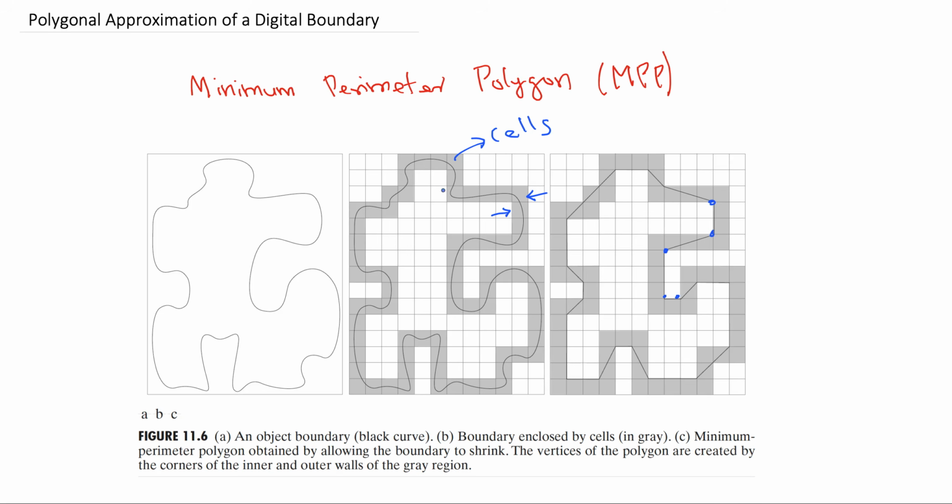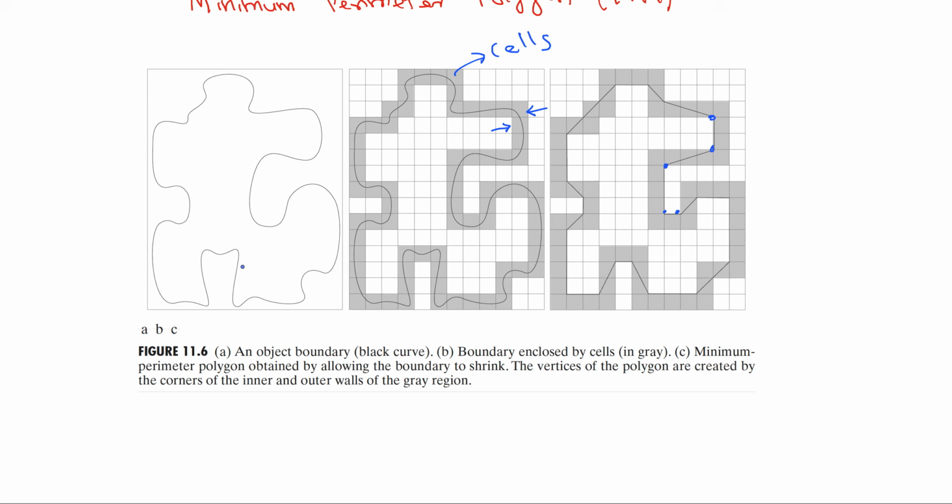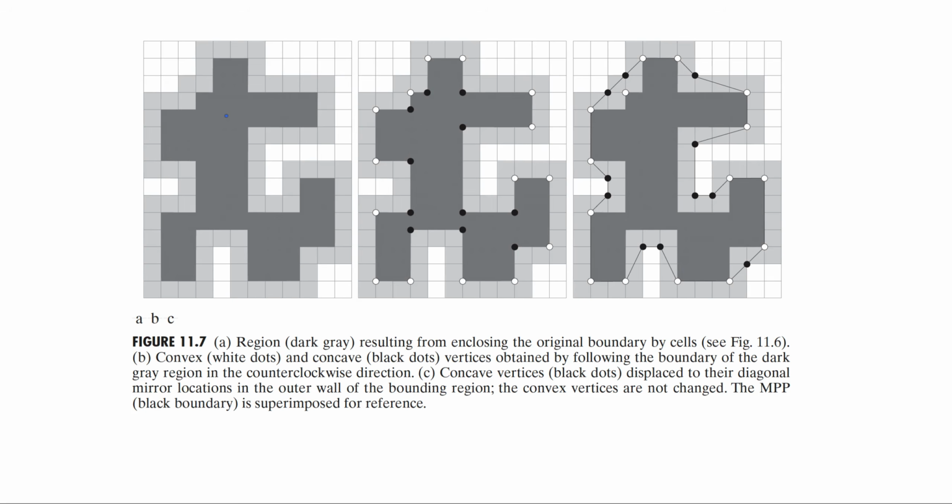So by enclosing the original boundary by a wall of cells, we are essentially reducing the area inside the original boundary to an area that is inside the gray wall. That is, the area inside the gray wall is less than the area inside the original boundary. Now I have shown that reduced area with a dark gray shade in this image. If you traverse along the inner wall of this area, you can see that this boundary can be formed by some number of 4-connected straight line segments.